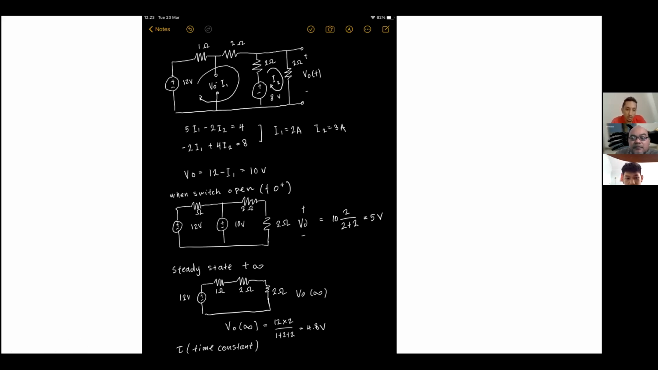Then our switch is open, so t is bigger than 0. So we get the voltage after the switch is opened, which is equal to 5 volts. Actually the switch is right up here. So when the switch is open, this part is gone and becomes this circuit here. And then we can find the V0 right after the switch is open, which is 5.